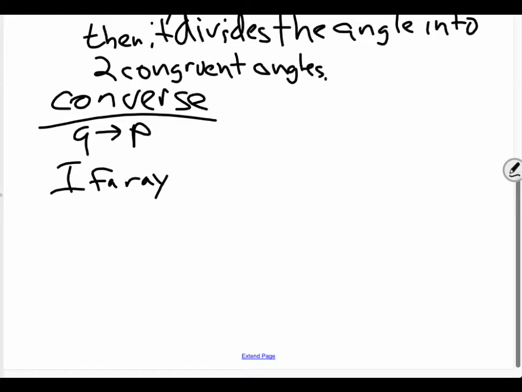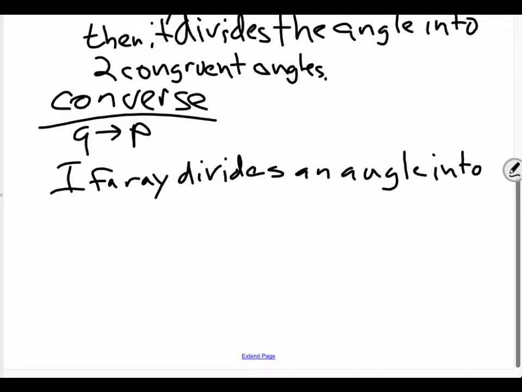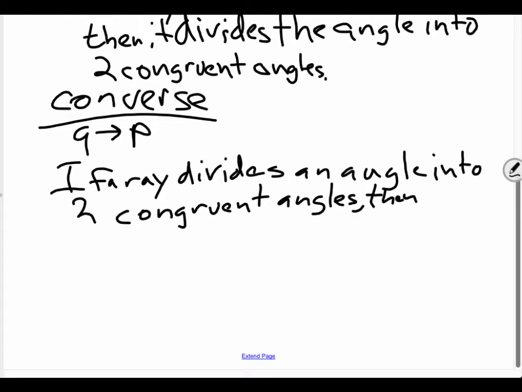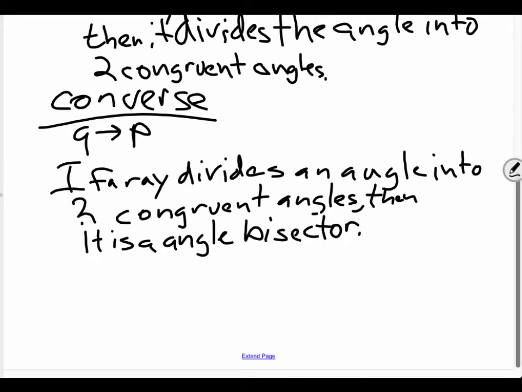Absolutely correct. She said if a ray divides an angle into two congruent angles, then it is an angle bisector. Right? Now, is that true?